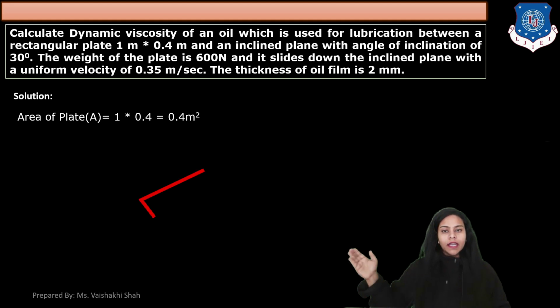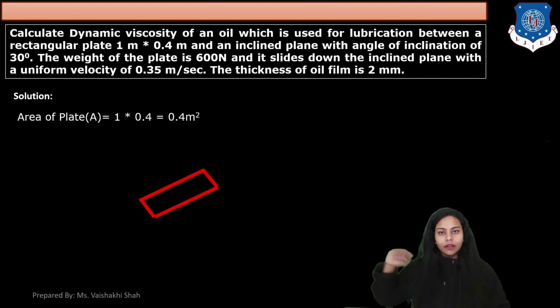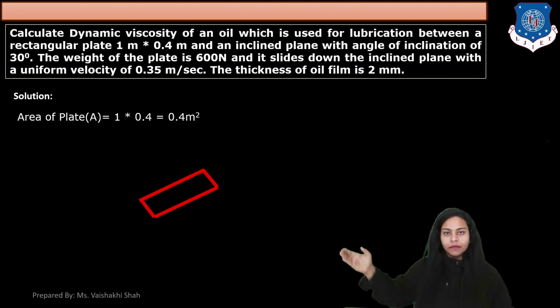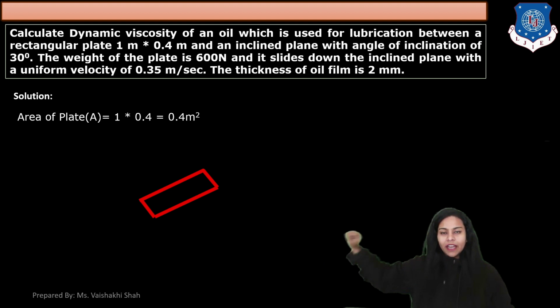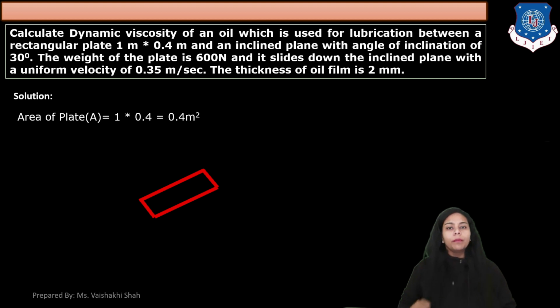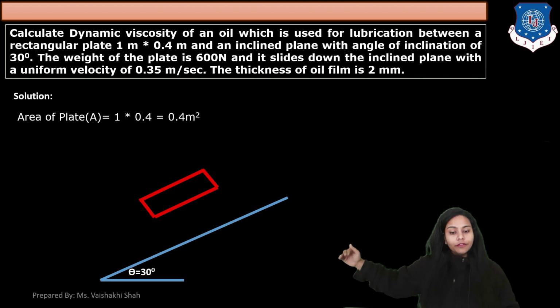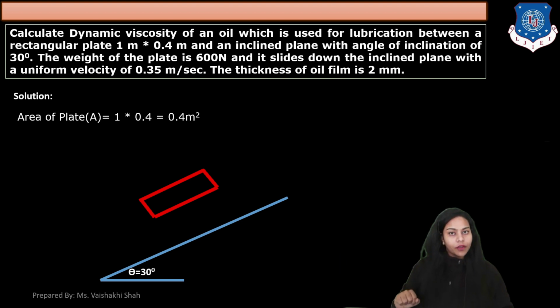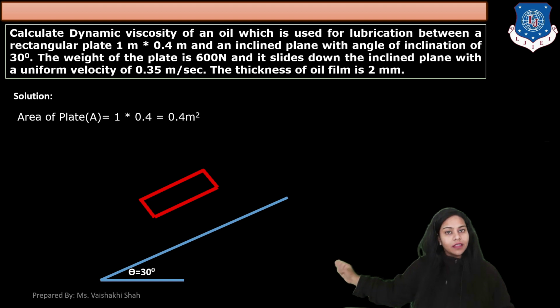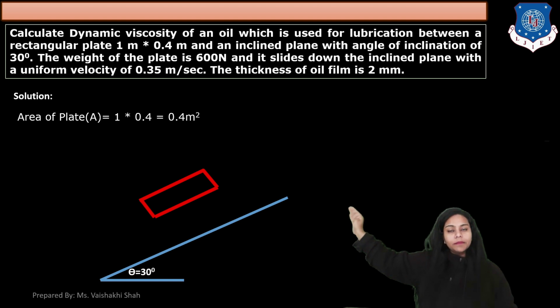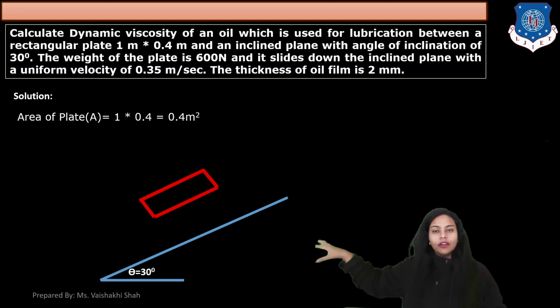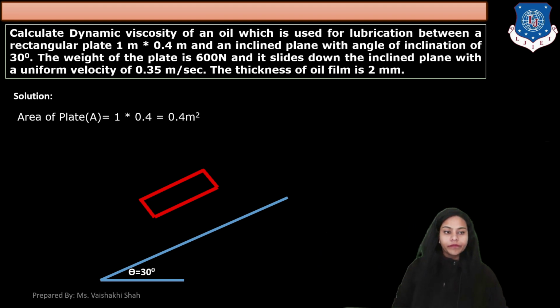So the area is 0.4 meter square. Here this is your rectangular plate, 1 meter by 0.4 meter, so the area of this rectangular plate is 0.4 meter square. Now, next in the data, the inclined plane is given to you and the angle of inclination is 30 degree. So, this is your inclined plane, and the rectangular plate is moving downward on this inclined plane.